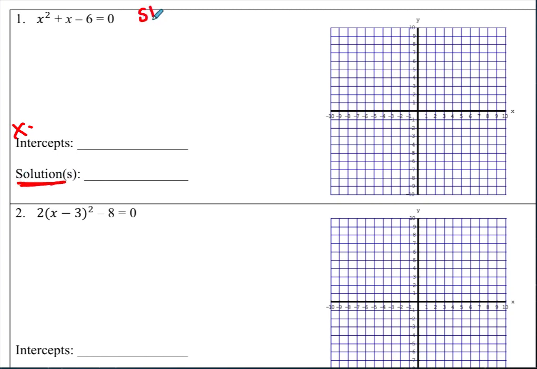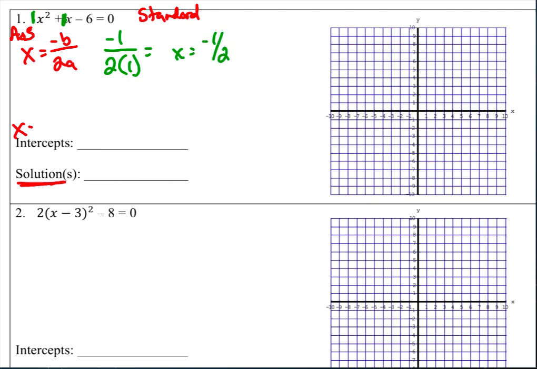So for the first one, this one is in standard form. Okay? So standard form is the one that takes a little bit of work. To find my axis of symmetry, I want to do the opposite of b over 2a. So my b is 1, so the opposite is -1 over 2 times a, which is 1. So my axis of symmetry is -1/2. So I'm going to have a line going down here. It's hard to draw in between, but kind of in between at that -1/2.